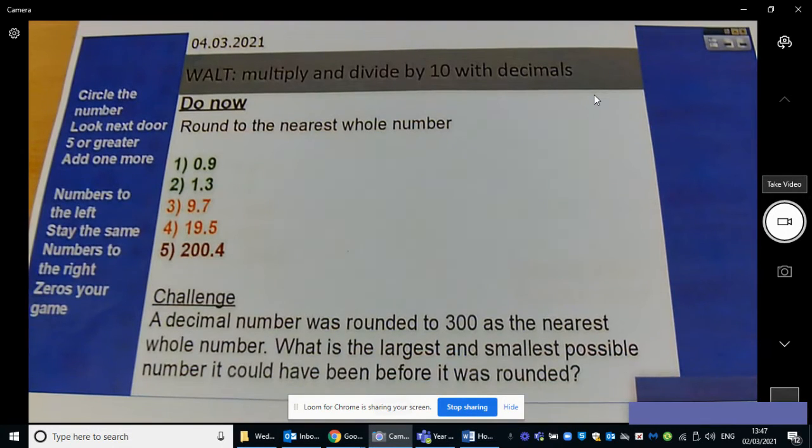So what I would like you to do, please, for your do now, is can you round these decimals to the nearest whole number? So you've got two sort of easiest ones, two medium ones, and then one harder one. And then for those of you that want to push yourself even further, we've got a challenge at the bottom for you. And of course, those really memorable steps to success that we use for all rounding on the left-hand side. Okay, pause the video now and get started with the do now.